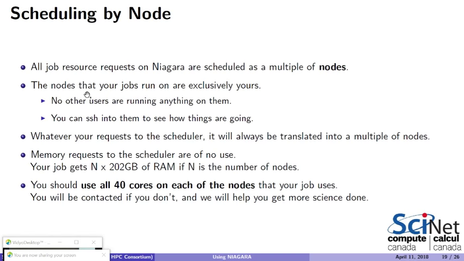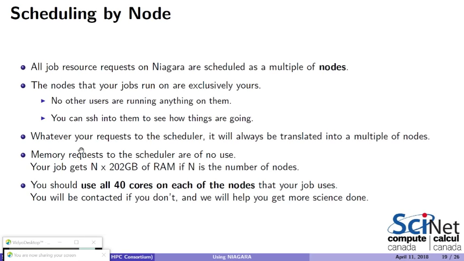So if you have something running on those compute nodes, you can SSH into them. If you don't have anything running on them, you cannot. So if something's off and the standard tools don't really tell you what's going on, SSH in, type top, type ps, see what's going on with your memory, attach a debugger if you want. You can do whatever you want. They are your nodes for the duration of the job, so that's nice. But you'll always get a multiple of nodes. So think of nodes. Don't think of other resources when you're working on Niagara.